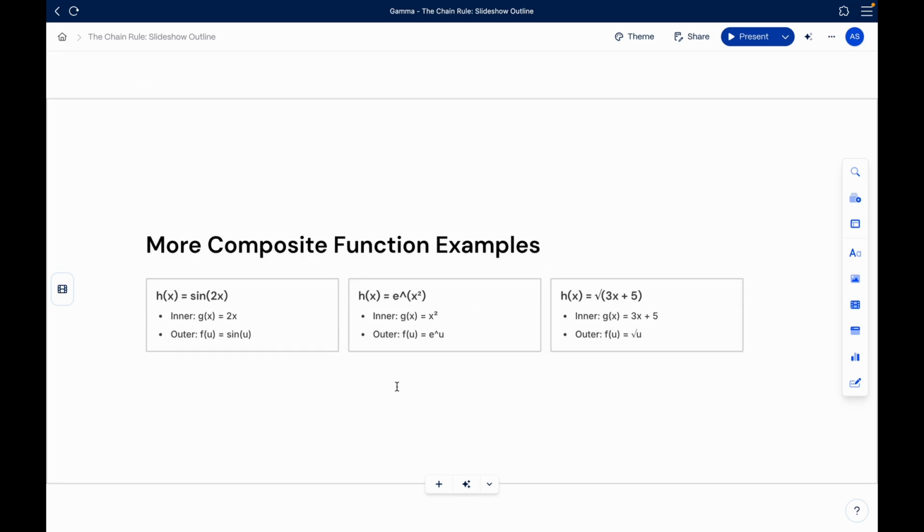Right, before we move on to the actual chain rule, let's look at a few more composite function examples. The first one is h of x is equal to sine of 2x. The inner function is 2x, and the outer function is sine of u. The same thing goes for the other two. I'll let you read over them yourselves, but I don't want to waste too much of your time, so let's move on to the actual formula.